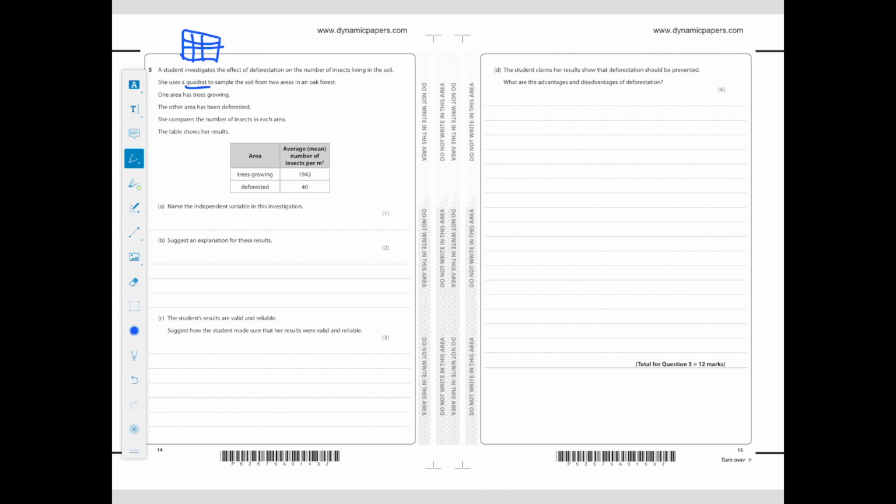So trees growing, we can see that there's a huge number of insects per metre squared, 1,943. Where the trees have been deforested, we can only see 40 per metre squared. Name the independent variable in this investigation. You must learn the independent variable means the thing that you're changing. So we're going to be examining areas with trees and without trees.